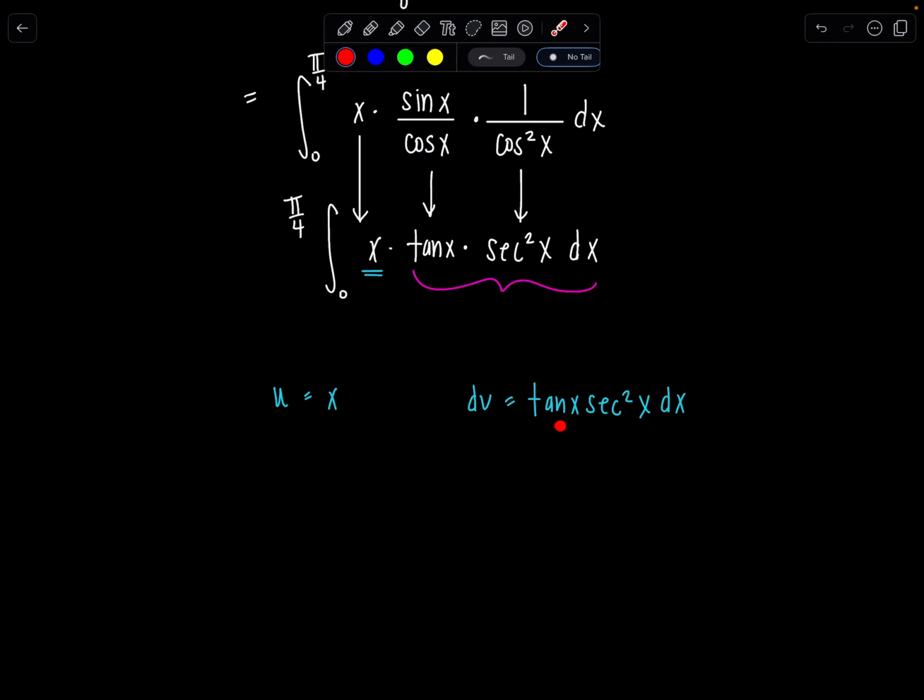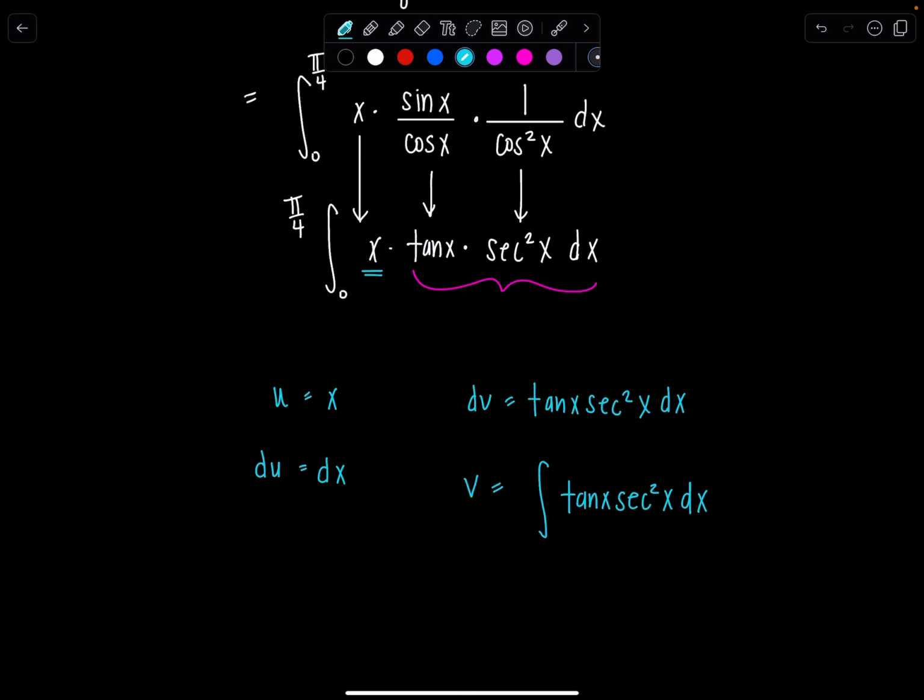We know the derivative of tan x is secant squared x, so I'm going to do a little u sub off to the side, but if you're comfortable, you could probably find v without having to do that and just do this antiderivative in your head, which is fabulous. If not, it's okay. Du would just be dx, right? And then to find v, I'm just going to write a little indefinite integral for now. Tan x secant squared x dx.